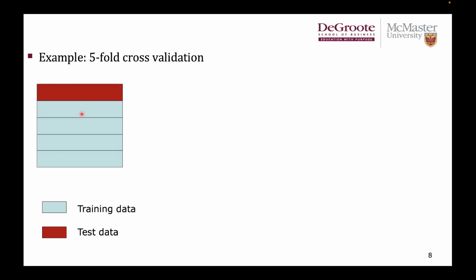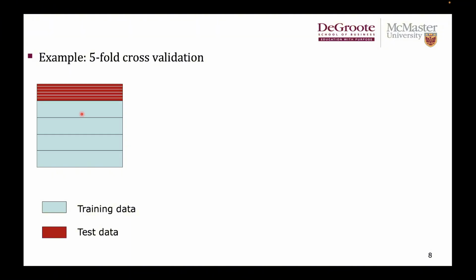And the blue folds are going to be my training data. So I can train on those 4 folds, the training data, and then I test it on the red portion, the testing fold, right? So I get one train test split, and then I get to train the model and test the model once.